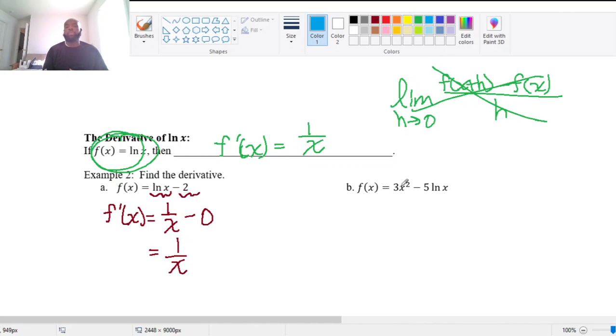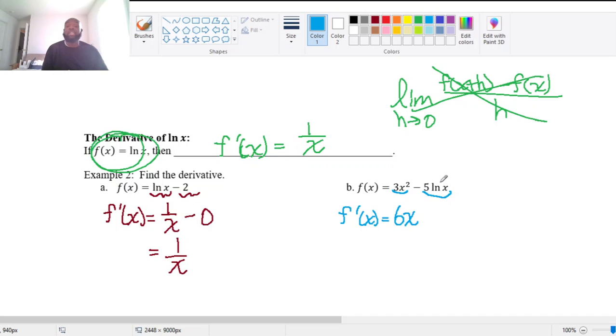Let's go to part B here. I have f of x equals 3x squared minus 5 times the natural log of x. Again, since they're separated by a subtraction sign, I'm going to do the derivative separately. So this is going to be f prime of x equals, well, this is a power rule with a constant multiplier, so that'll be a 3. I bring that 2 out front, so that'll be a 6x to the 2 minus 1 power, or the first power. I'm going to leave off that 1 as that exponent.